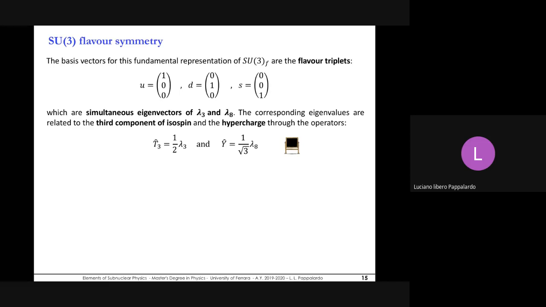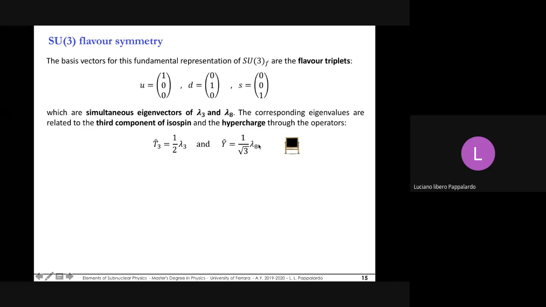Now, we can proceed, of course, in the same way. As we've done for the isospin in SU(2), now we can also define the basis vectors for this fundamental representation in SU(3) flavor, which are now the flavor triplets. For the isospin, we had the isospin doublets. Now we have the flavor triplets. So up is (1, 0, 0), down is (0, 1, 0), and strange is (0, 0, 1). And it turns out that these are simultaneous eigenvectors of lambda 3 and lambda 8. And the corresponding eigenvalues are related to the third component of isospin and to the hypercharge through the following operators. The operator T3 is essentially 1/2 the third Gell-Mann matrix, and the hypercharge operator is 1 over square root of 3 times the 8th Gell-Mann matrix.